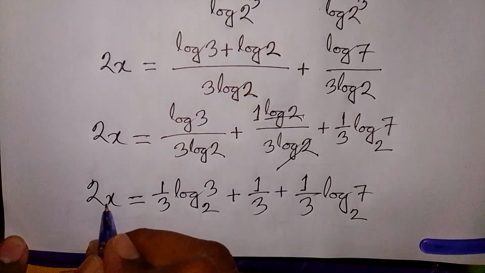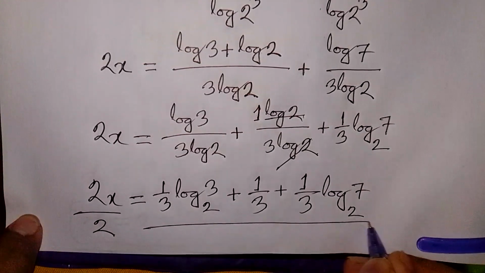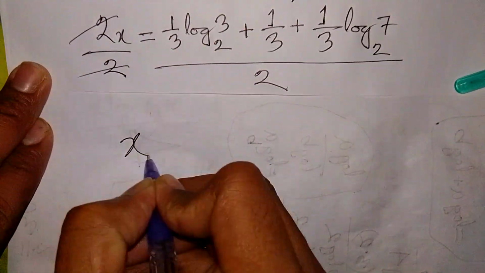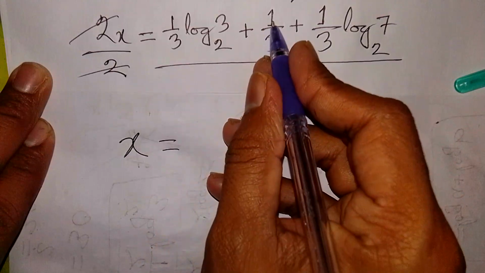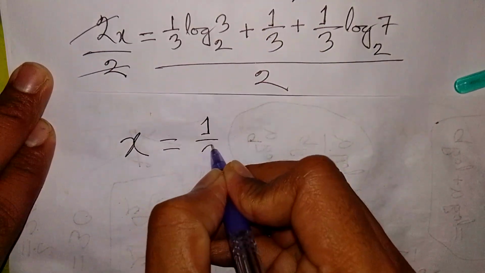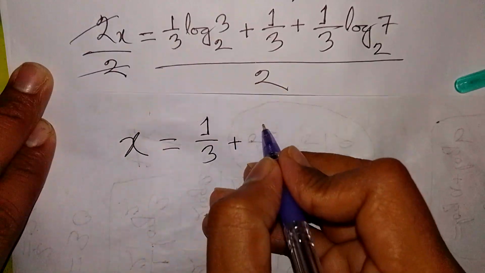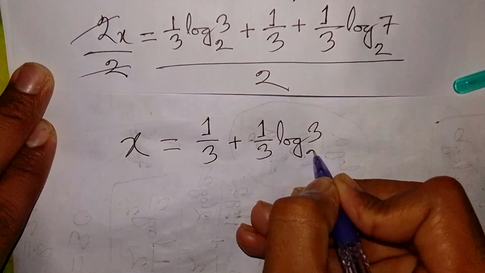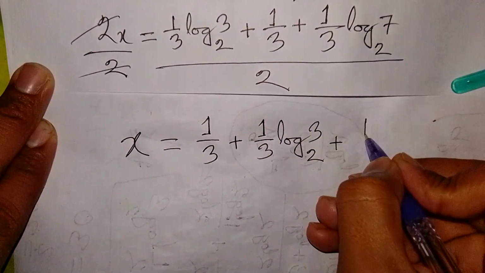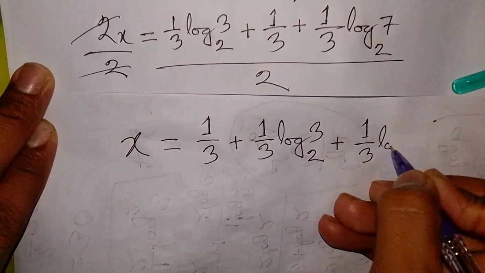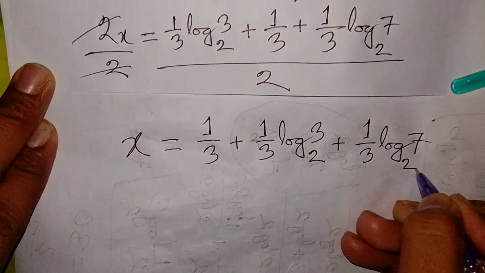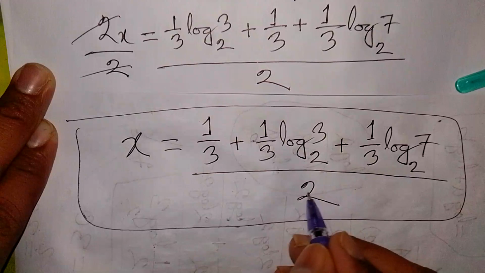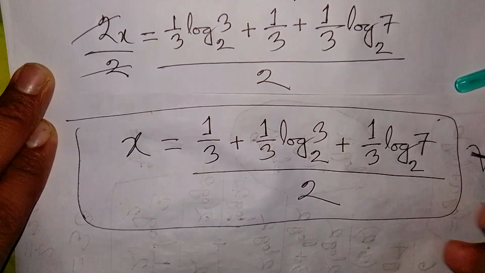Now we need the value of x, so we have to divide by 2 on both sides. This 2 will be cancelled out, so here x will be equal to 1 over 3 plus 1 over 3 log 3 base 2 plus 1 over 3 log 7 base 2, all over 2. So, this is the value of x. So, this is our final answer.